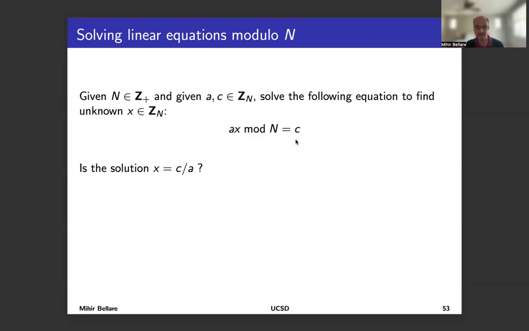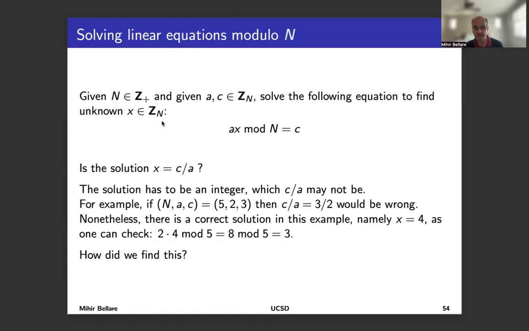How would you approach that? Well, could you start by saying something like this? x is c over a. That doesn't quite make sense. Notice that the problem statement said, find the unknown x as an element in Zn. In particular, it has to be an integer. And c over a doesn't have to be an integer at all, so that wouldn't work. As an example, suppose n, a, and c were 5, 2, 3 respectively. If you tried this, you would get c divided by a, which is 3/2 or 1.5. And that does not make sense in this context because your x has to be an integer.